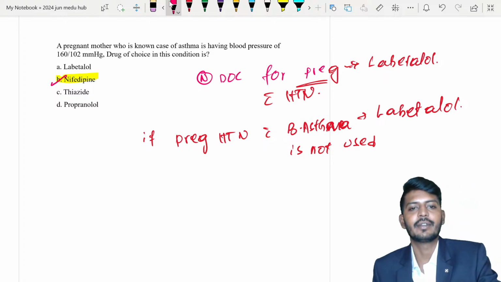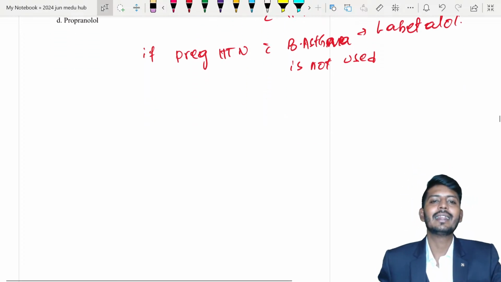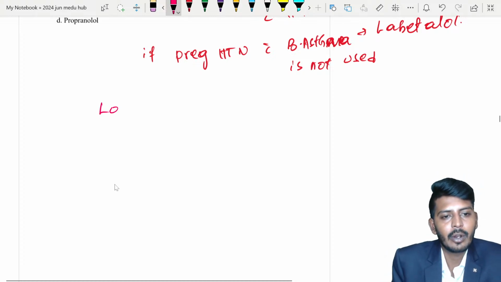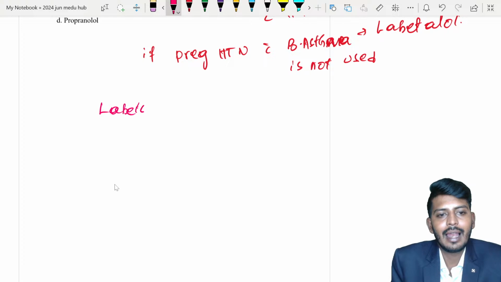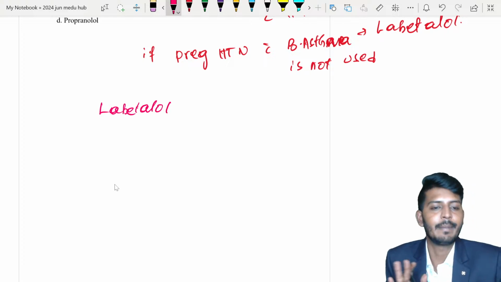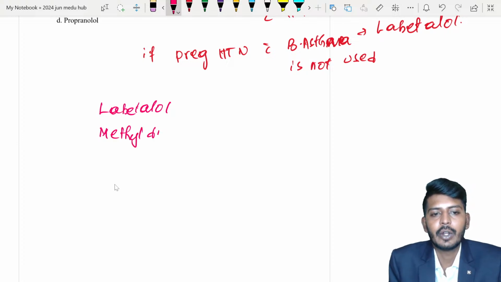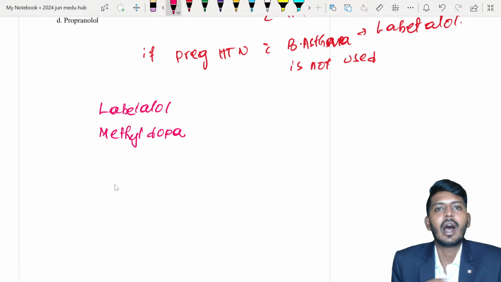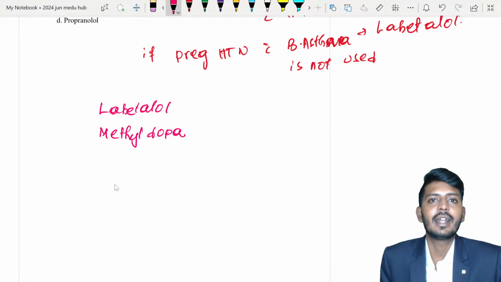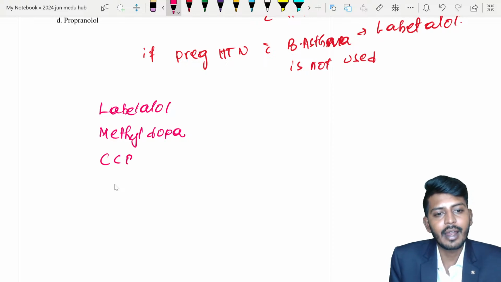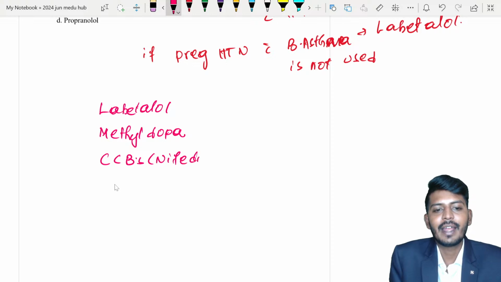So antihypertensive drugs which are safe in pregnant females: the first one is labetalol. Okay, methyldopa, that is your alpha methyldopa. Then you can also use, what is that? Yes, can anybody tell me any other drugs? That is your calcium channel blockers such as nifedipine. Nifedipine.